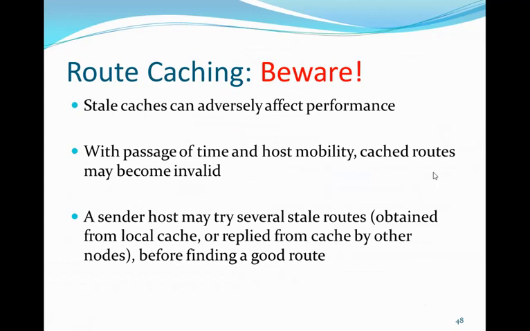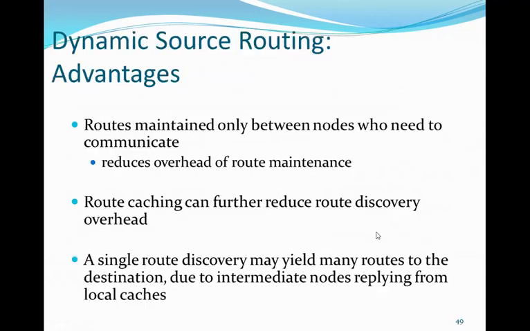Similarly, with the passage of time and host mobility, the cached route may become invalid. Therefore, it is the responsibility of the nodes to update their cache information and keep the recent location or the recent neighborhood node IDs with themselves, or the list of nodes that actually come inside a route or a link from source to destination. A sender host may try several stale routes obtained from a stale cache, or replies from stale caches of other nodes, before finding a good route. So, for example, if some outdated information is stored, then it will be disseminated to all other nodes inside the network, and it may pollute the caches of other nodes inside that network. So all those nodes will have the wrong information, and therefore no packet will find its destination.